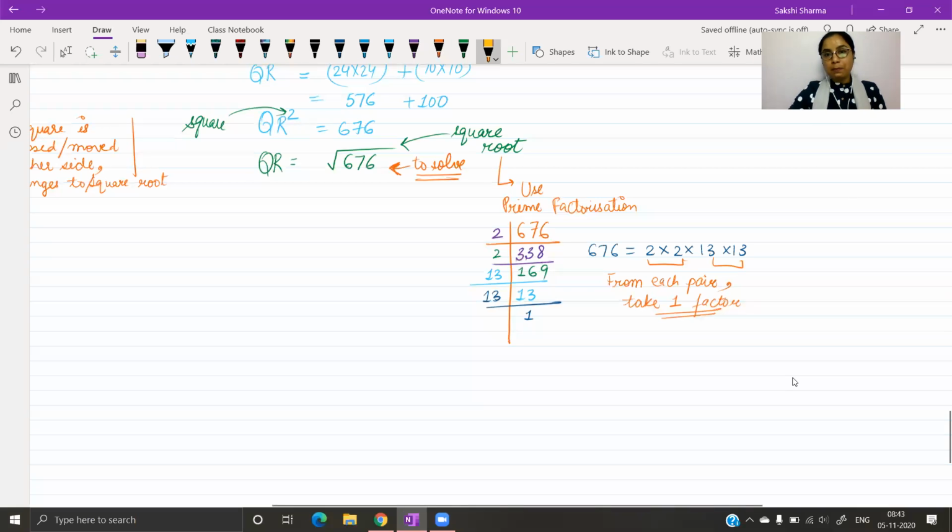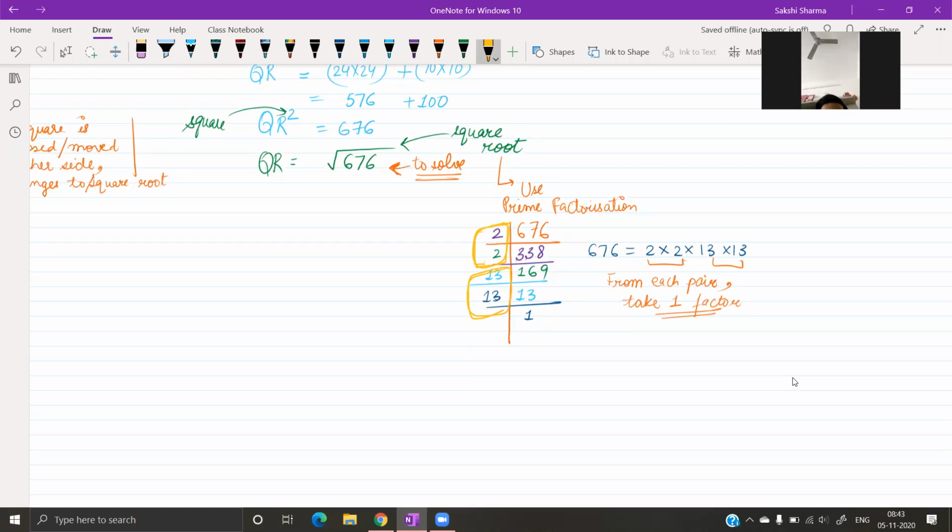तो यहाँ पे आपके पास एक पेयर बन गया 2 का और दूसरा पेयर बन गया 13 का. That's correct. And what you want to do is you want to take one factor from each pair. So 2 के पेयर में से एक 2 ले लो और 13 के पेयर में से एक 13 ले लो. So you will have 2 and 13. The answer will be 26.